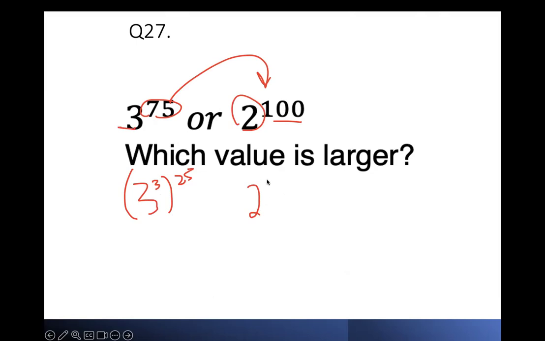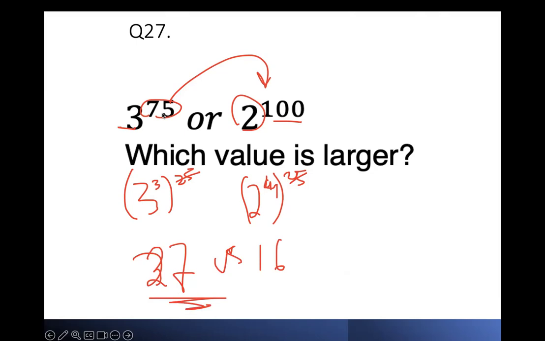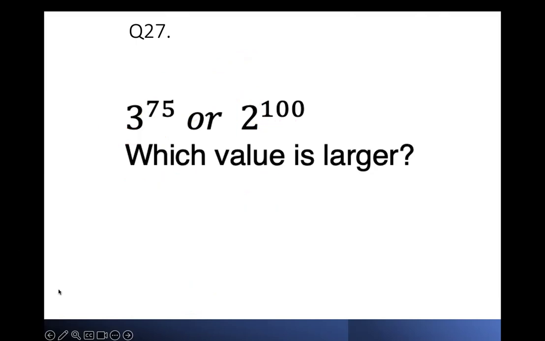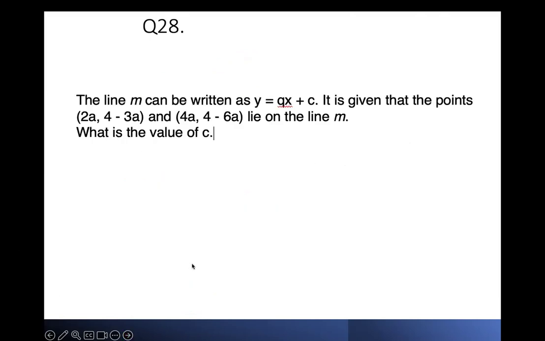And then this, the same thing: 2 to the power 4 times 25. The exponent 25 clears out. Therefore, 3 to the power 3 is what? 27, versus 2 to the power 4 is 16. 27 is greater than 16. Therefore, this is the right answer. If you take a different route, it's going to be a long journey. That's the way you approach it.